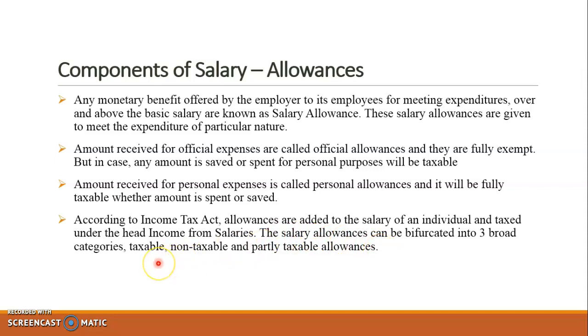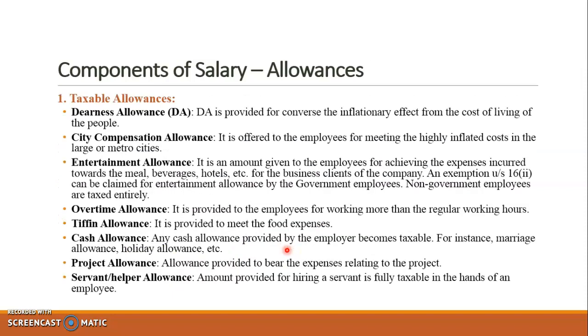Means allowances which are fully taxable, non-taxable and partly taxable. So here is the list of all the allowances which are taxable, irrespective of whether the amount is spent or not, or whether it is for official purpose or not. So there are some allowances which are fully taxable. First is dearness allowance, which is the main allowance already given in the question.